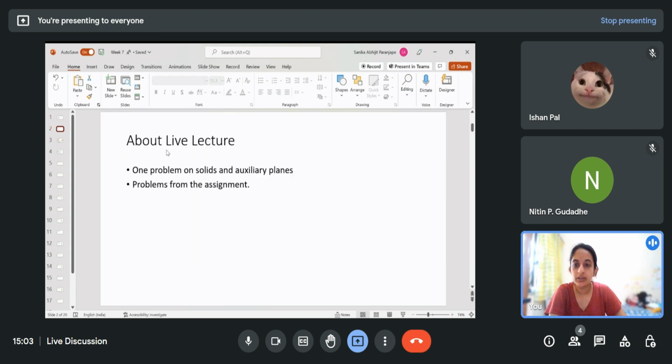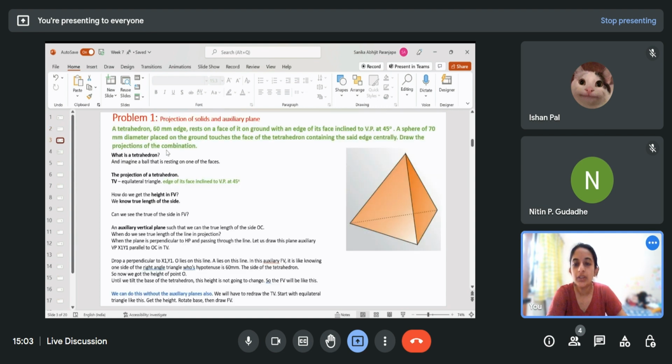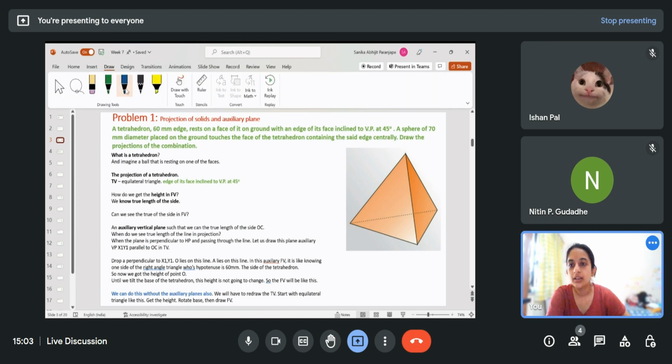So, like I said, we will solve one problem that involves both solids and auxiliary planes, and then I will go through the problems from the week 6 assignment. So, this is the problem. Let us first just read the problem and try to understand it.